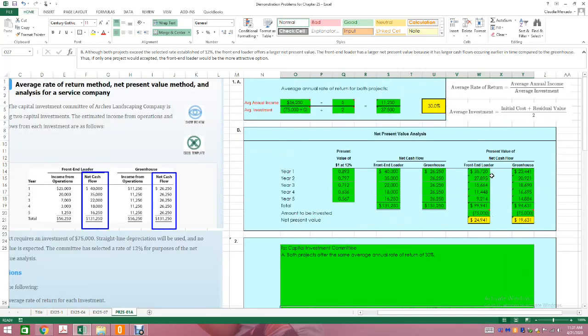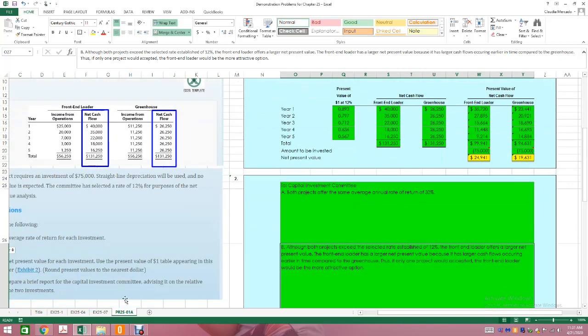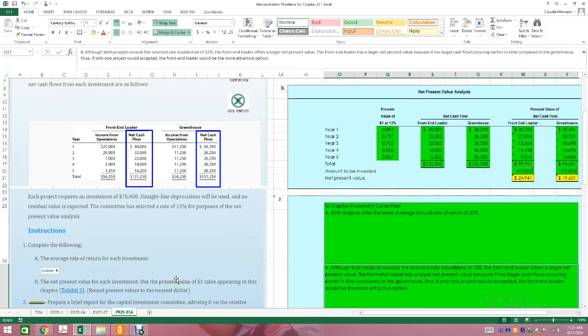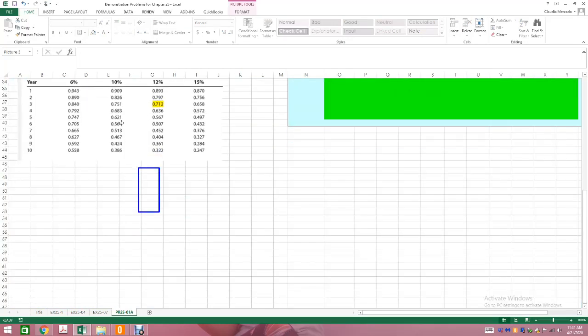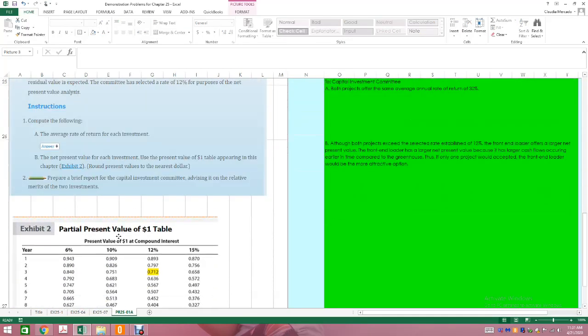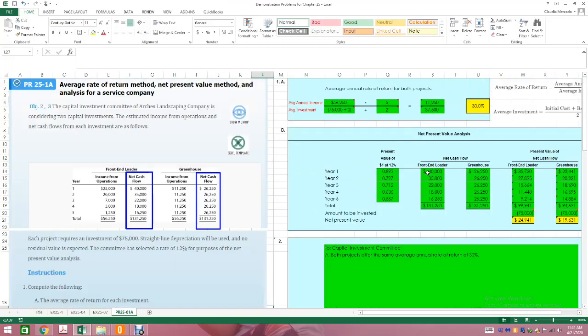You're going to have something similar to this on your test, students. Please make sure that you review how all of these numbers came about. I went over all of the data. It's just a matter of selecting the correct rates from your table, and then multiplying them by your net cash flows for each of the projects to give you your present value for each of the projects. Make sure that you deduct your amount invested to give you your net present value for both of the investments here.